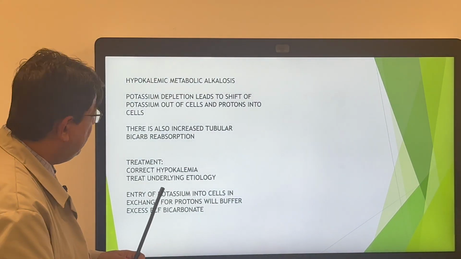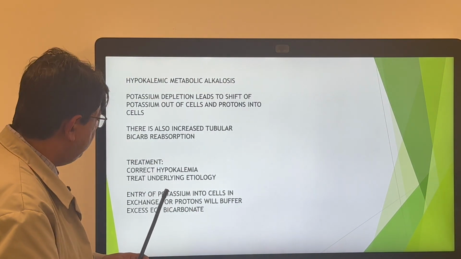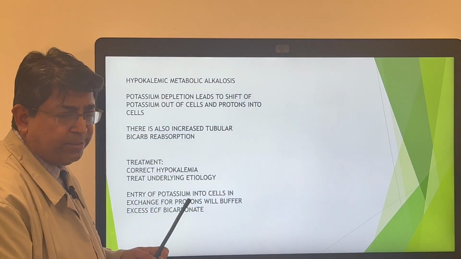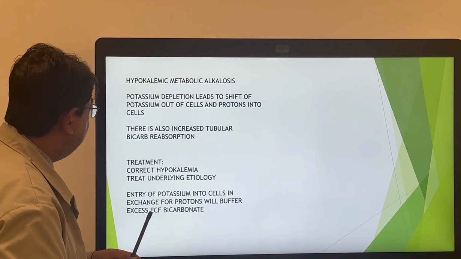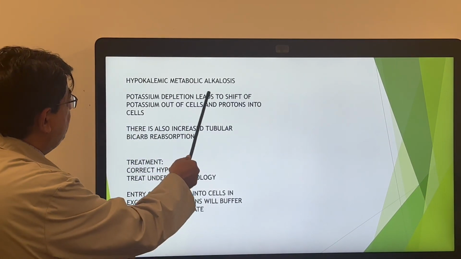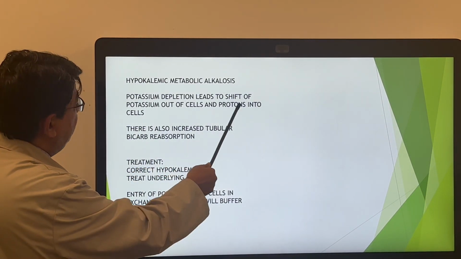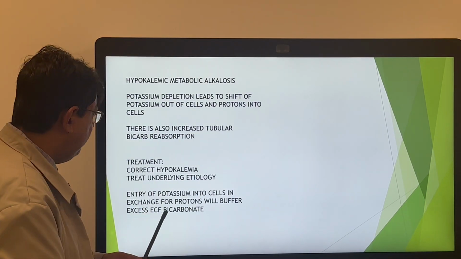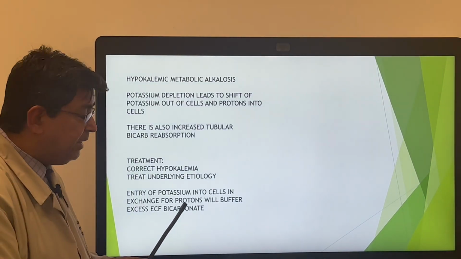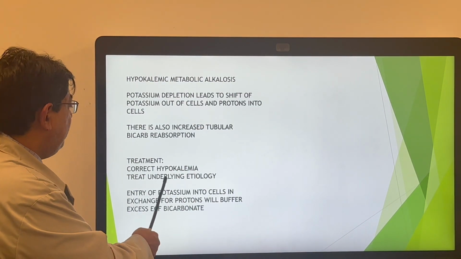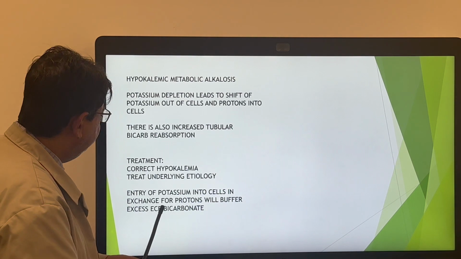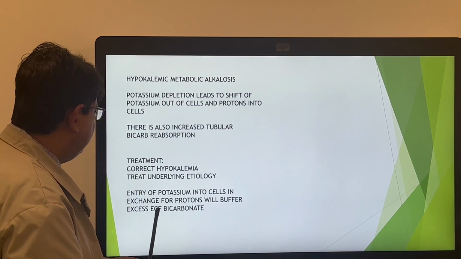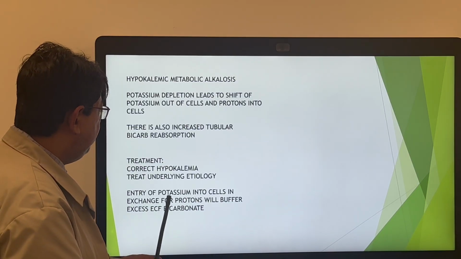The other causes of metabolic alkalosis that you do want to remember include hypokalemia. Hypokalemia is one of the most common causes of metabolic alkalosis. Basically, potassium depletion leads to shift of potassium out of cells and protons into cells. And there's also increased tubular bicarb reabsorption. And the treatment is to correct the hypokalemia, treat the underlying etiology, and then the entry of potassium into cells in exchange for protons will buffer excess ECF bicarbonate. Next slide.